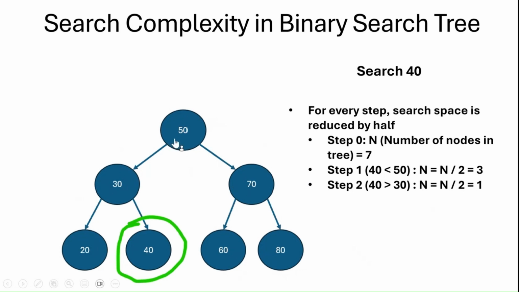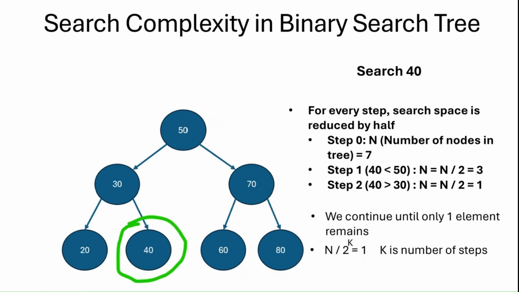So the fact that for every node, smaller values are on the left side and greater values are on the right side is used to apply the binary search algorithm. And we continue until only one element remains. If we put it in a formula, n is the number of nodes in a tree. We divide it by 2 raised to k till it becomes 1, because we need to find till there is only one element which is matching to our search, the number which we are trying to search. And k is the number of steps here, because for every step we are reducing the n by 2.